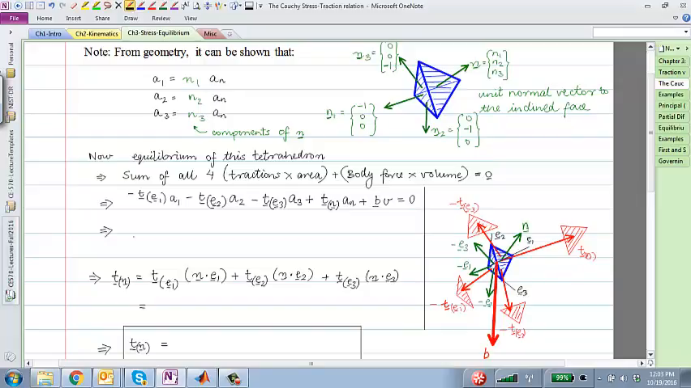I'll plug in these relationships. So if I do that, I get after some rearrangement T sub n minus N1 times T sub E1 minus N2 times T sub E2 minus N3 times T sub E3, and plus B times V, and I'm pulling out AN here, and let me see if I can move this a little bit.